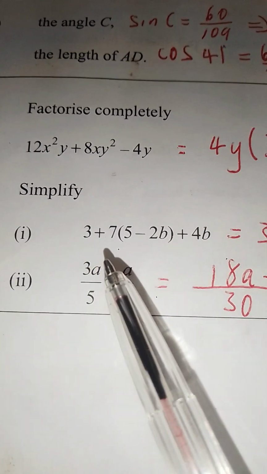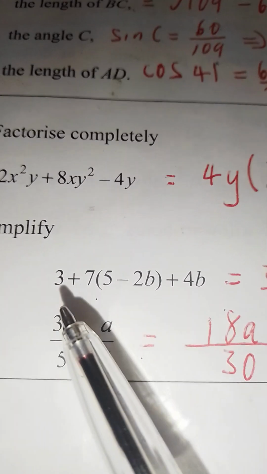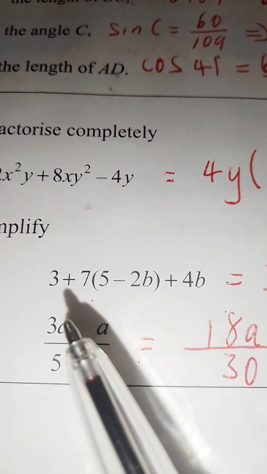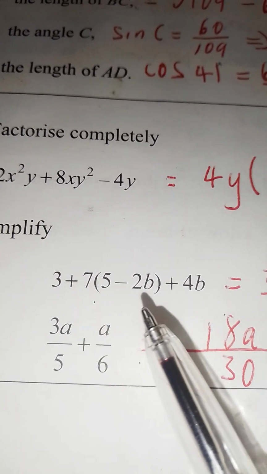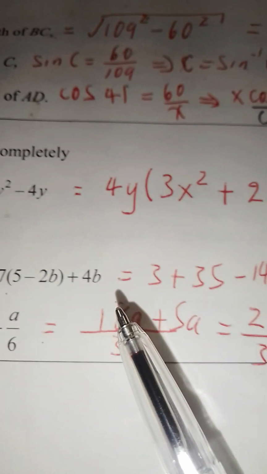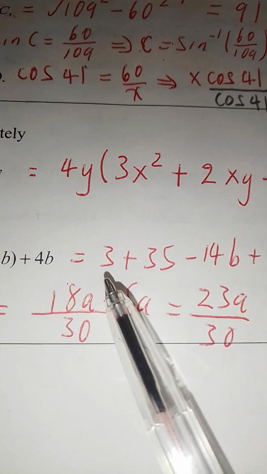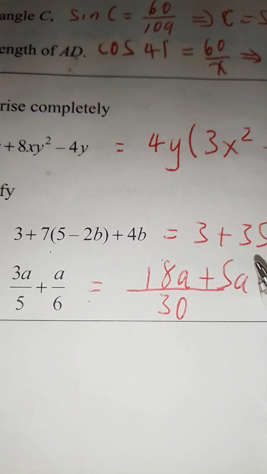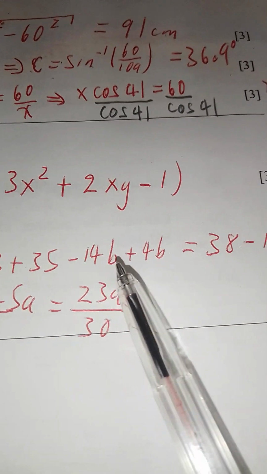Simplify this. This is just expanding brackets, bringing everything together. 3 plus 7 times that. That's 3 plus 7 and 5 is 35. 7 times minus 2b is going to be minus 14b plus 4b. Adding up everything together, 3 plus 35 is going to be 38. Minus 14b plus 4b is going to be minus 10b.